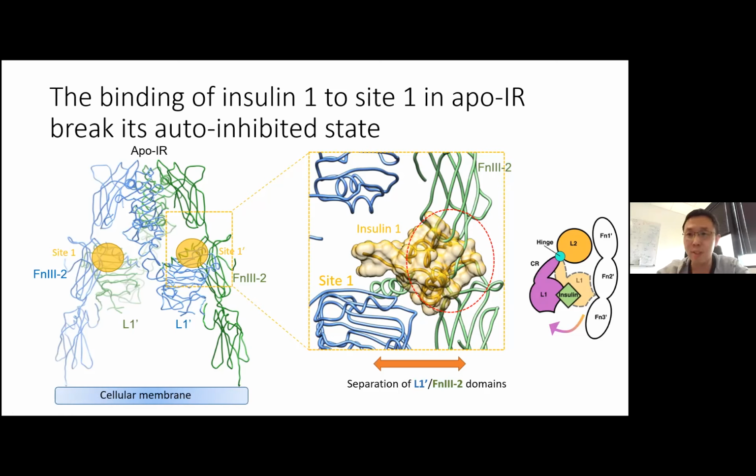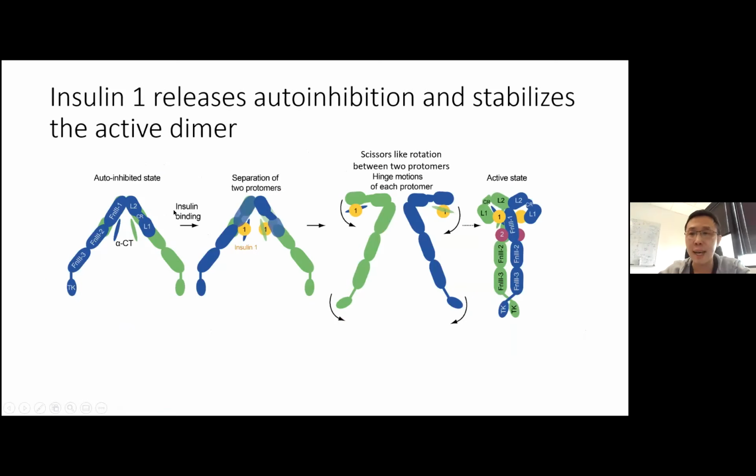Because the apo state is so stable, it needs insulin binding to disrupt it. That is the model we have for insulin binding to site 1. The binding of insulin to site 1 in the apo state will destabilize the apo state, and thereby trigger the conformational change between the two protomers. That is a complicated motion that mostly involves the rotation between the two protomers and also hinge motion within each protomer.